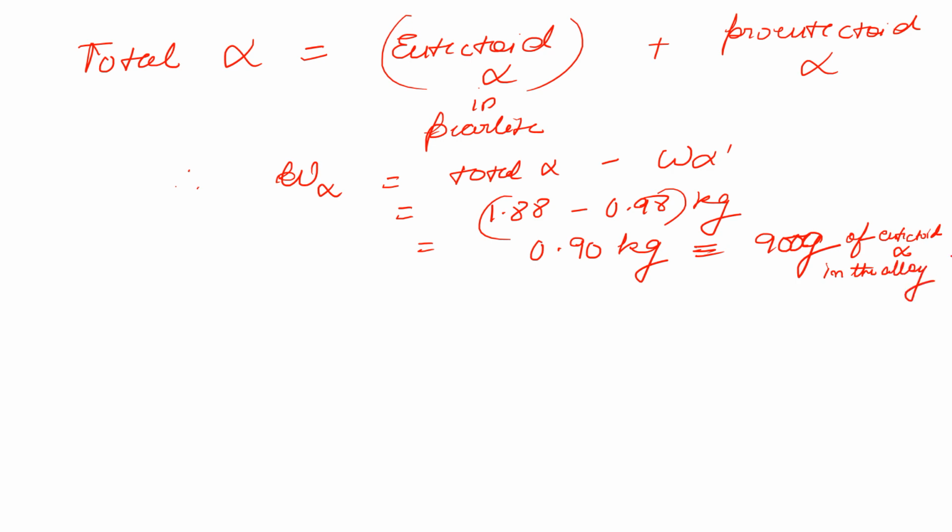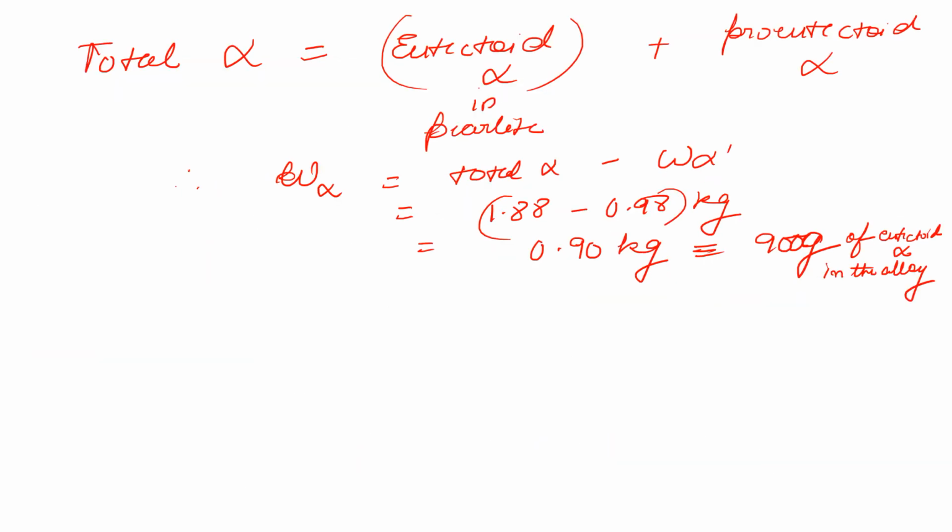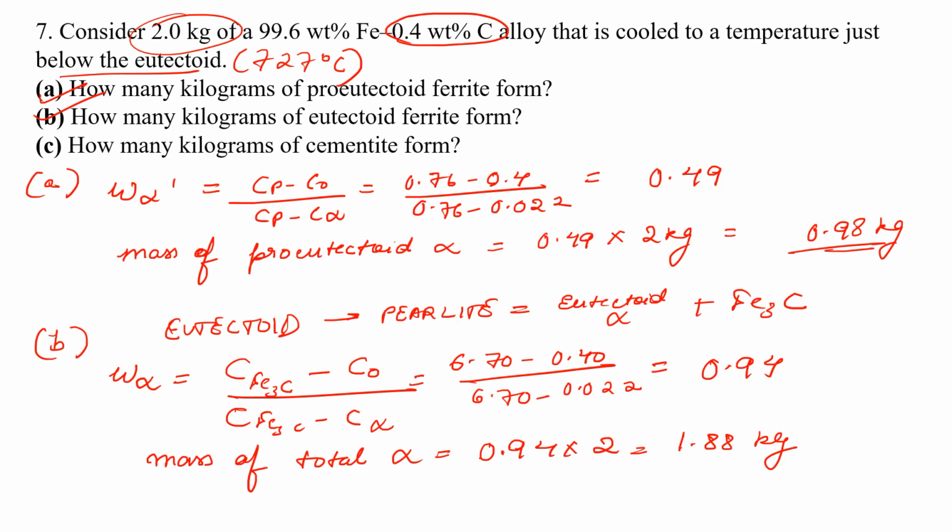Okay, so this is what the question asked. Part C asks, how many kilograms of cementite form? So cementite is also pretty much the complement of alpha. Total alpha we have calculated to be 0.94.